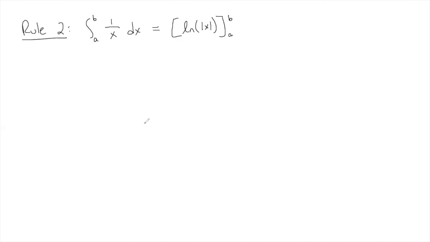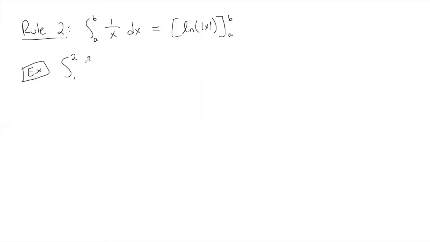Okay, so in general, rule 2 is that the integral from a to b of 1 over x dx is ln of the absolute value of x from a to b. Okay. And of course, this extends linearly, right? If I had something like this, I can't have 0 because I can't take the ln of 0. I'm not going to make that mistake. 1 to 2, let's say.